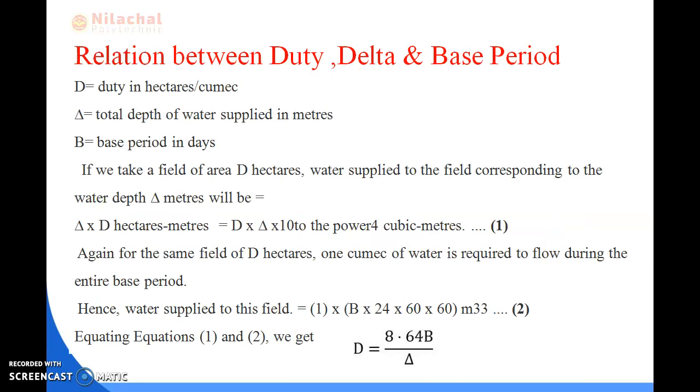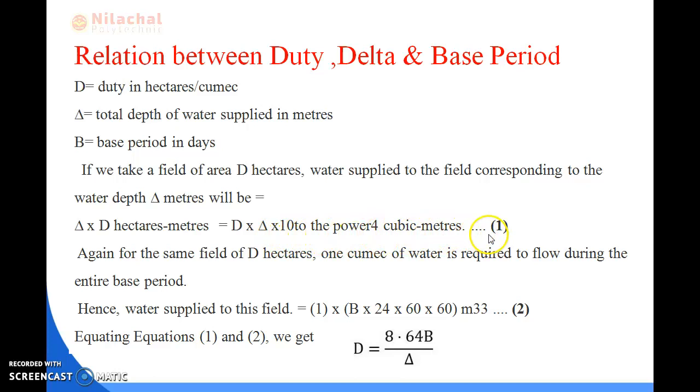So next is the derivation of the duty, delta and base period. Here you can see D equals duty in hectares per cumec, delta equals total depth of water supplied in meters, B equals base period in days. If we take the area as D hectares, then the water supplied to the field will be depth into area, that is D into delta hectare-meter, which equals D into delta into 10 to the power 4 cubic meters.